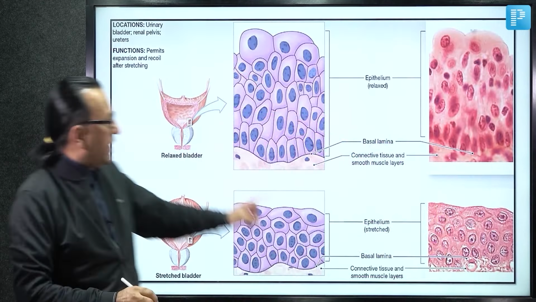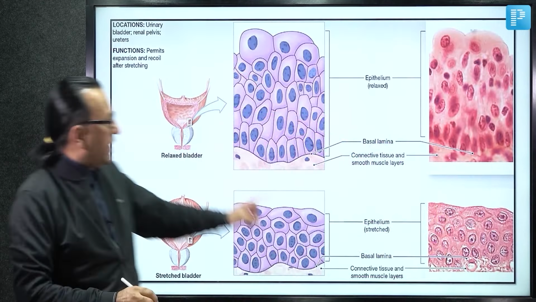If the urinary bladder has very little urine, it is a relaxed bladder, and the lining epithelium can be 8 to 10 cell layered. But even the superficial cell will be sending a cytoplasmic extension reaching the basement membrane. Since each cell is attaching to the basement membrane, it does not qualify as stratified. It is called transitional epithelium.